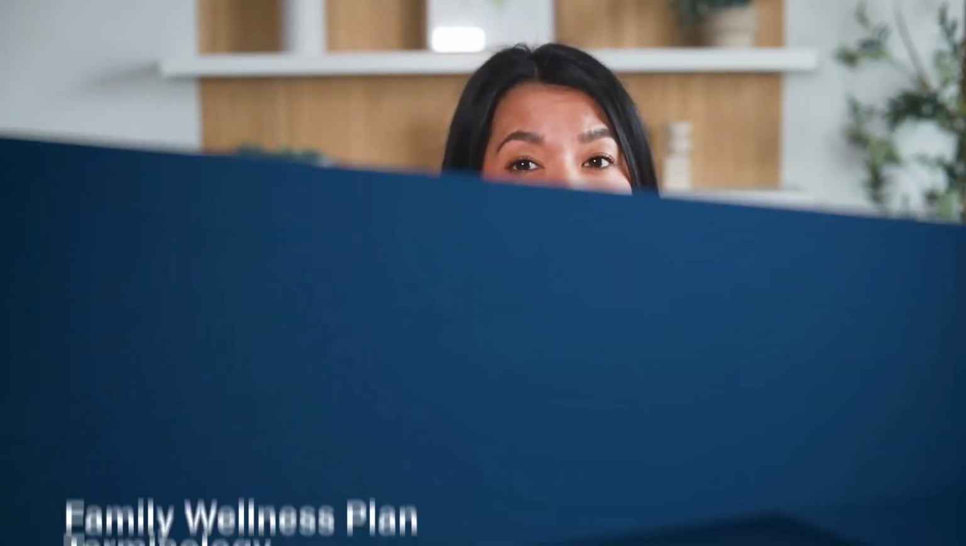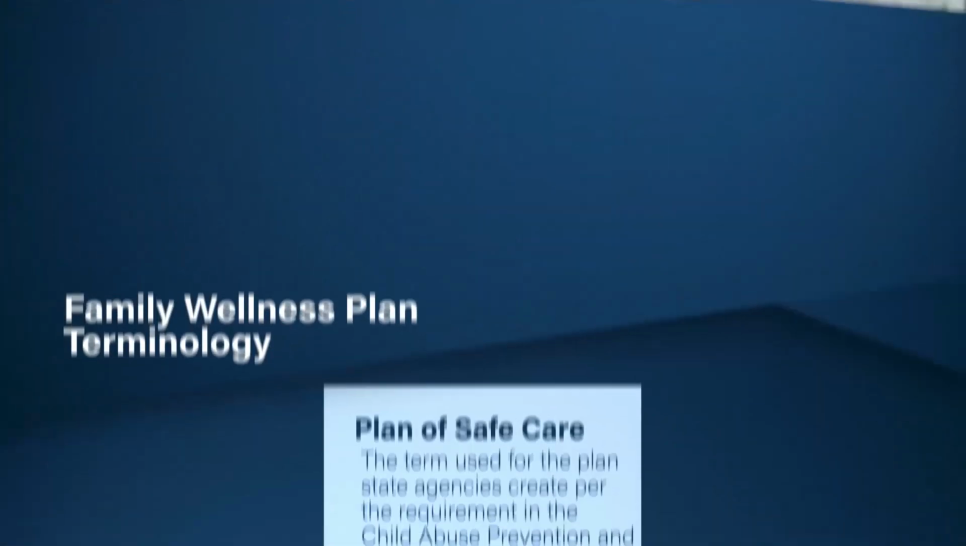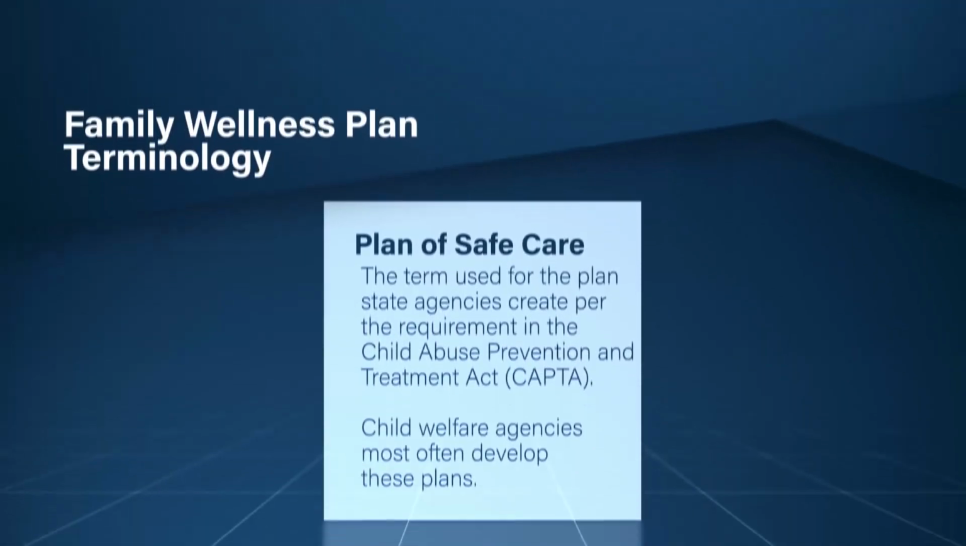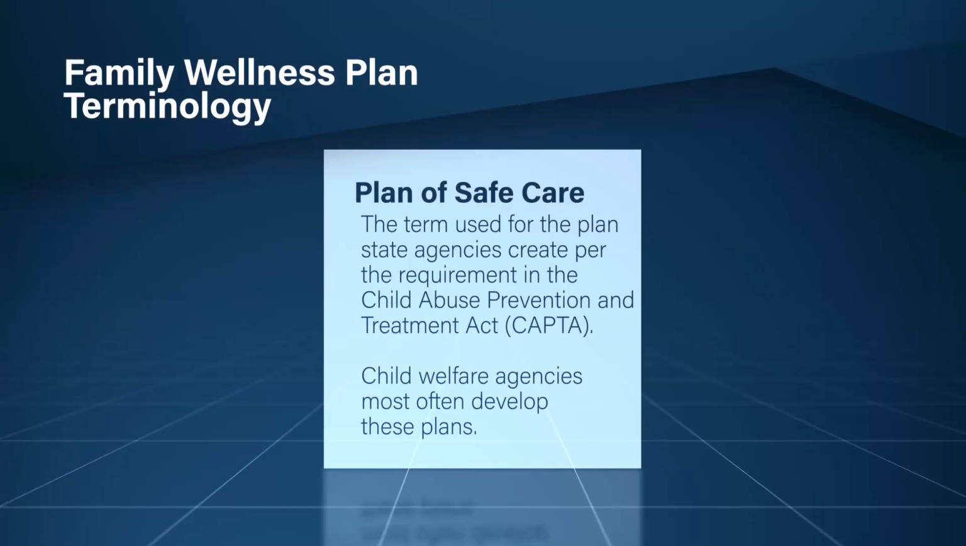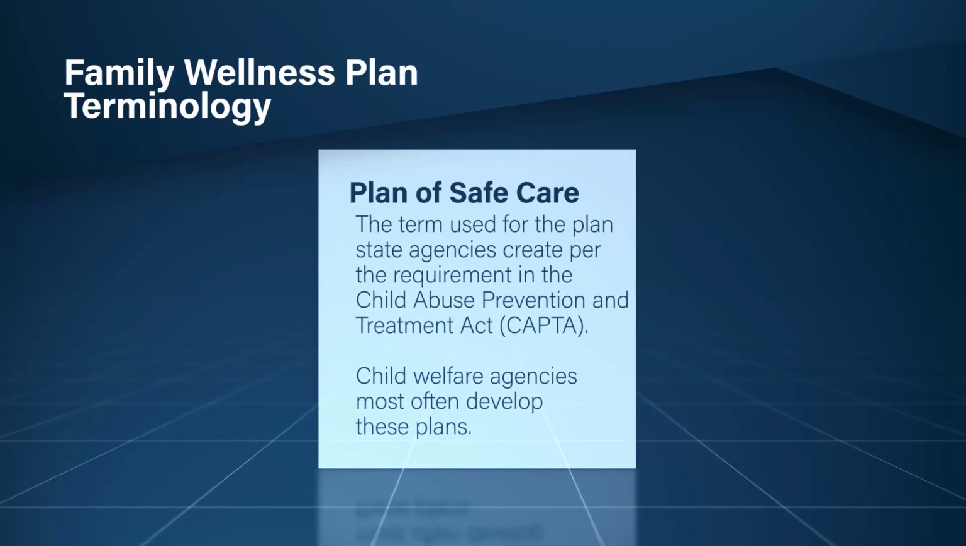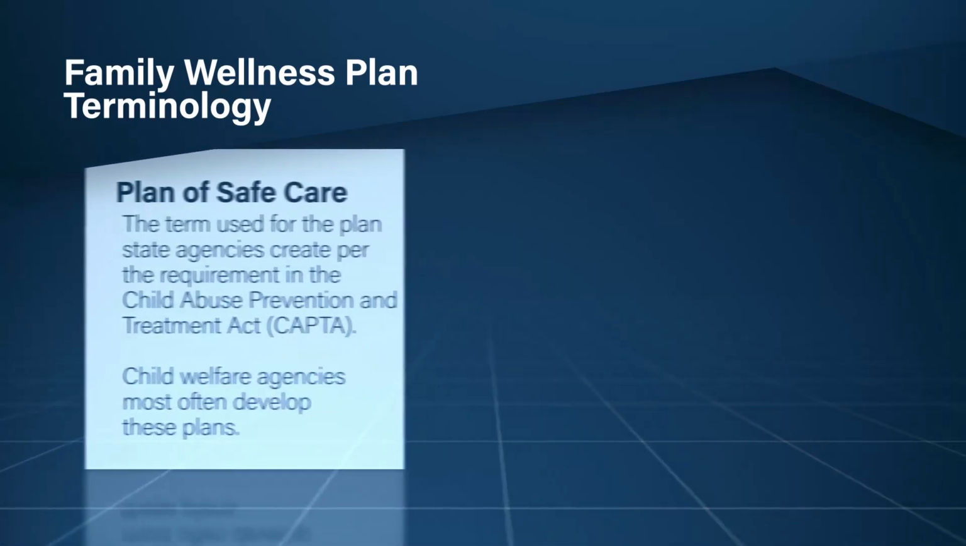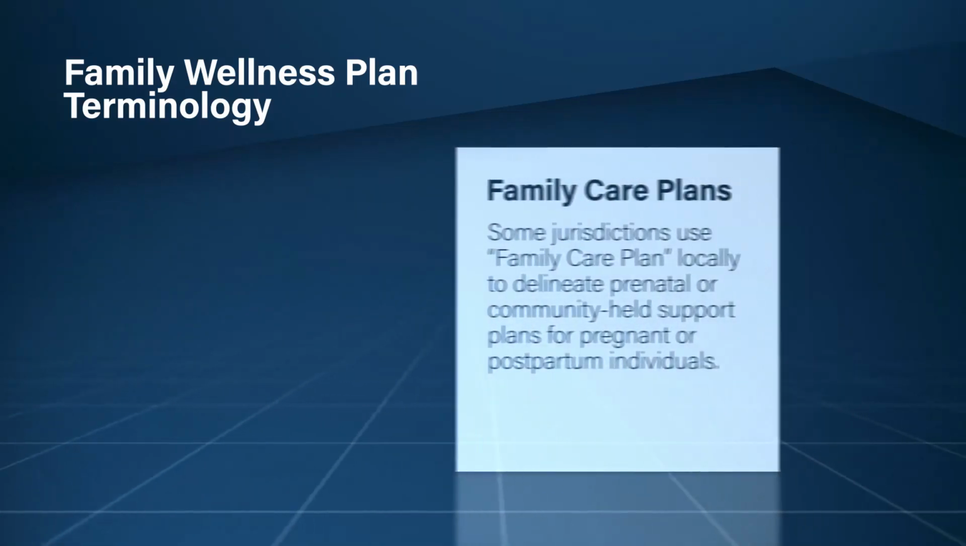The three most common options are: 1. Plan of Safe Care. This is the term used for the plans state agencies create per the requirements in the Child Abuse Prevention and Treatment Act, or CAPTA. Child welfare agencies most often develop these plans.